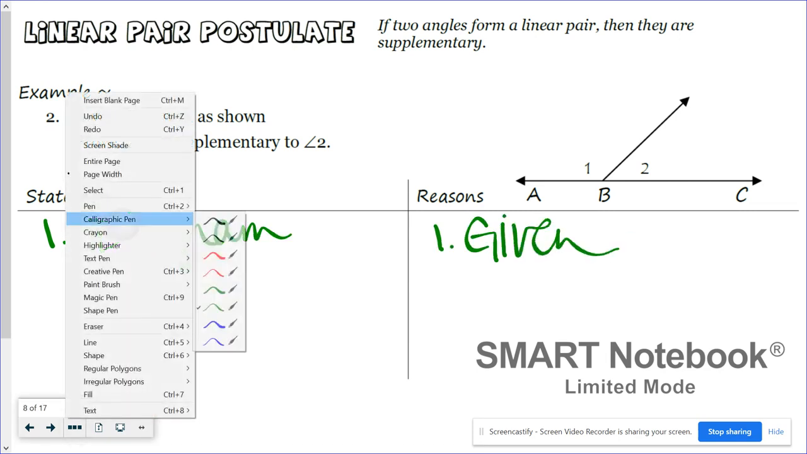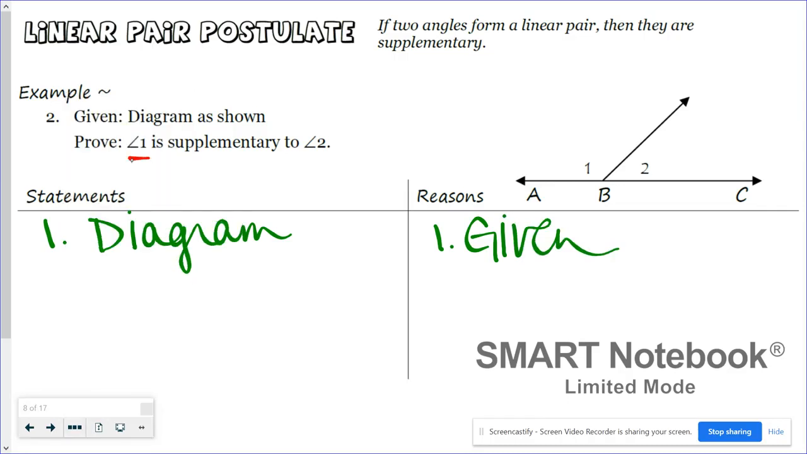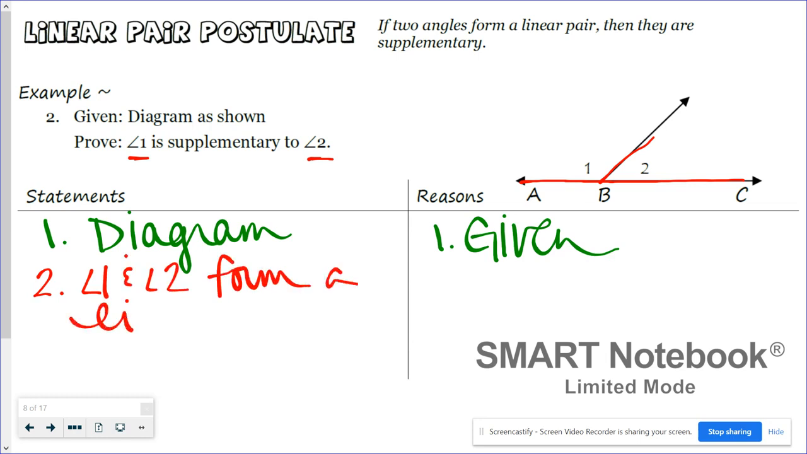My goal in this proof is to prove that angle 1 is supplementary to angle 2. Now, the diagram is all I have to go off of here. So when I look at my diagram, I can see that angles 1 and 2 form a linear, there's my line, pair of angles. So I'm going to state that: angle 1 and angle 2 form a linear pair. And what's my reason for saying that? That's right, I assumed it from the diagram.